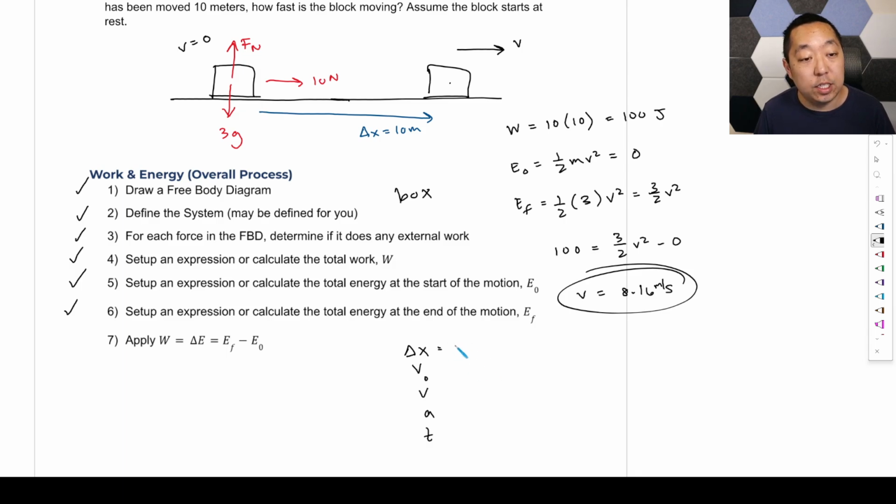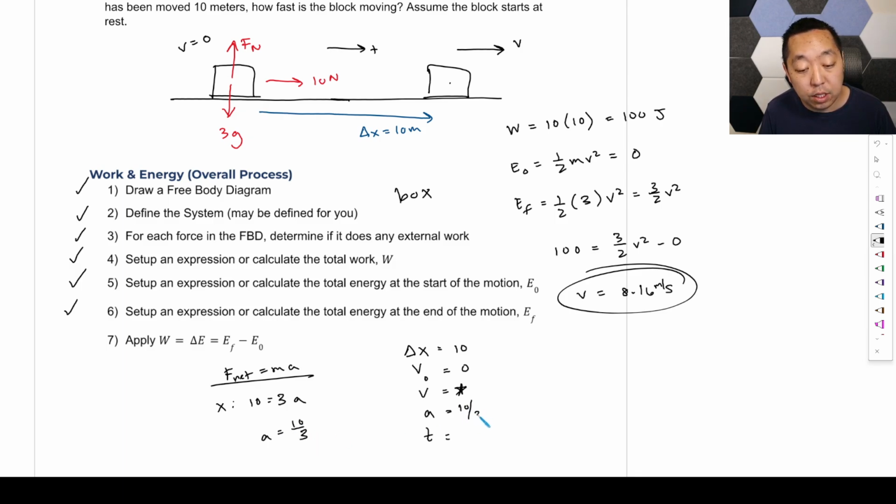So let's say, if we think about the motion, we'll say right is the positive direction. The displacement is 10 meters to the right, initial velocity is 0, final velocity we would like to know. The acceleration we don't know, nor do we know the time. However, we can use F net equals ma to find the acceleration in the x direction. In the x direction, the 10 newtons to the right is equal to 3 times the acceleration. The acceleration is 10/3.